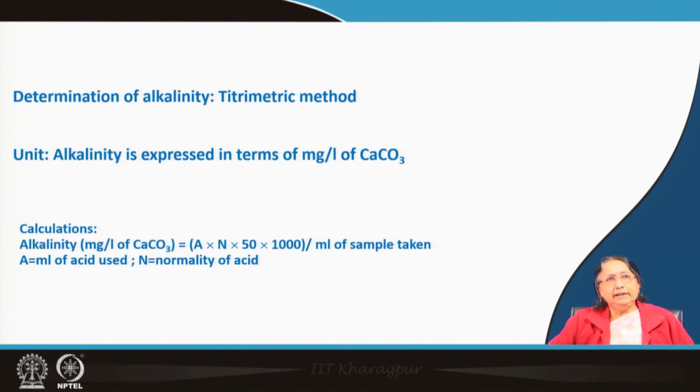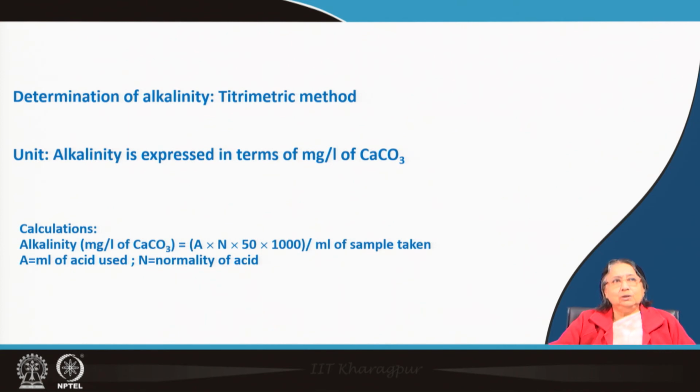Now, what is the color of the indicator here? Because I have started with alkaline solution, it may be pink. If it is pink, then I will start addition of acid. At the neutralization point, it will be colorless, because I am titrating with acid. Now, the question is what is neutralized here? There are different types of alkalinity. So, what is neutralized here? Here actually OH minus is neutralized and carbonate is neutralized half. So, it is the half neutralization of carbonate.